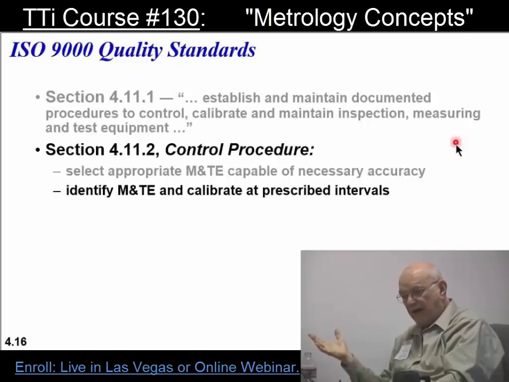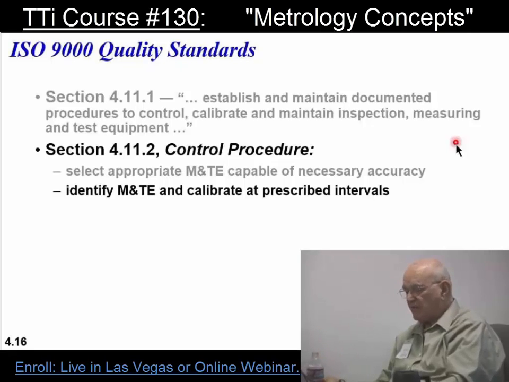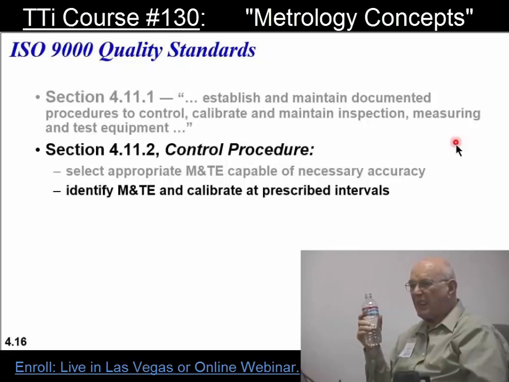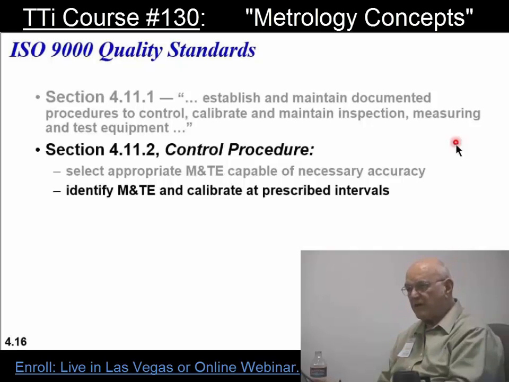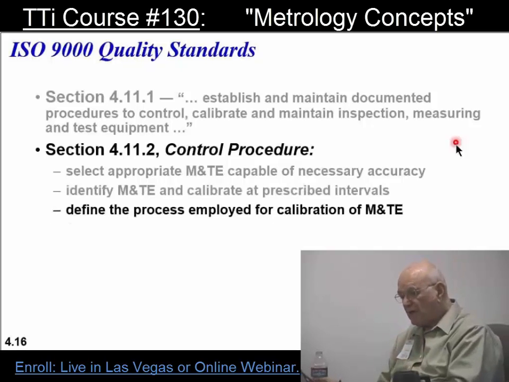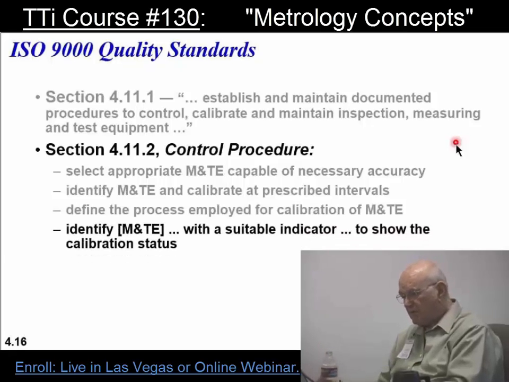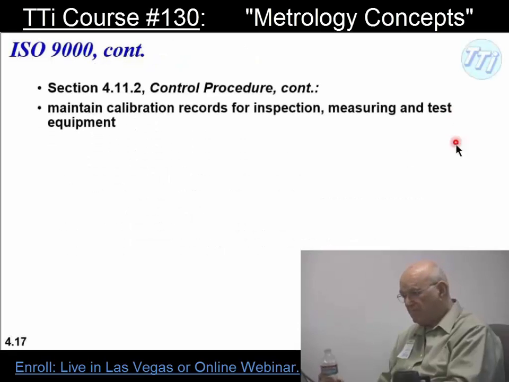And of course, you need to have calibration at prescribed intervals. For some strange reason, they always pick a year, don't they? I know cases where you had to do it every month. But they're always trying to keep it out a year, to reduce the cost. I think they've gotten to the point where they're almost shooting themselves in the foot. And then, of course, you have to define the process employed. Identify M&TE with a suitable indicator to show the calibration status. Maintain calibration records for inspection, measuring, and test equipment.